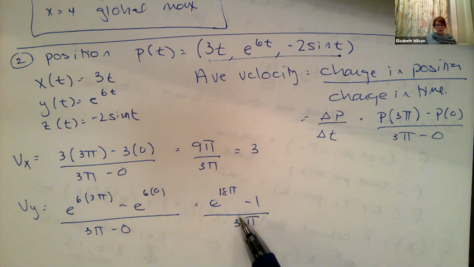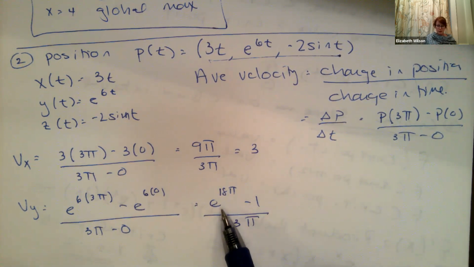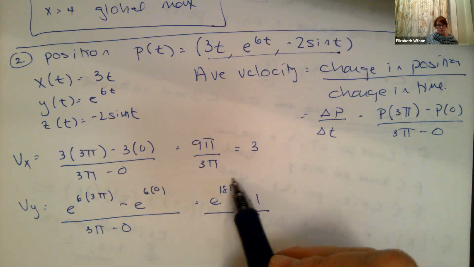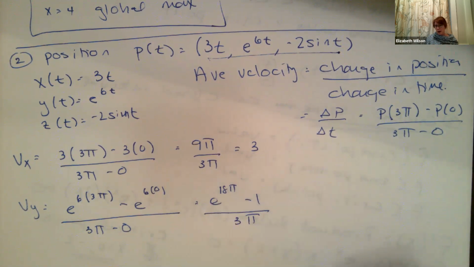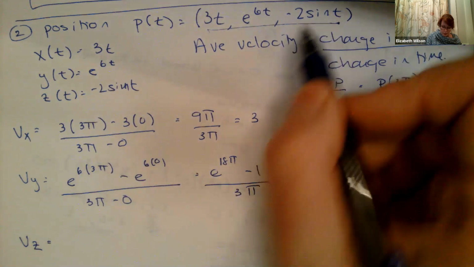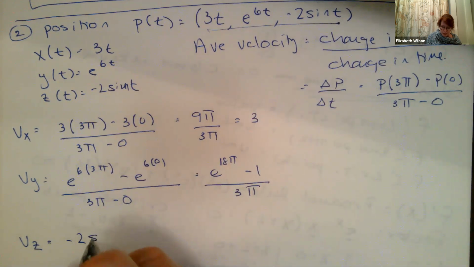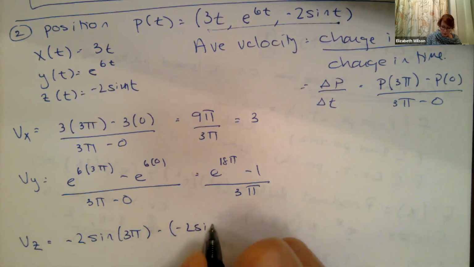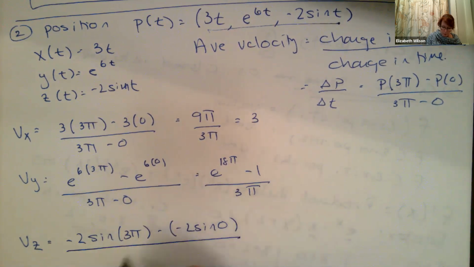Some of you guys multiplied all this through, like you gave me something times 10 to the whatever. Leave it in terms of e, leave it in terms of pi. I didn't take off points if you multiplied it all the way out, but we typically tend to look for answers in terms of e or in terms of pi. So don't worry, unless we tell you specifically to give us a decimal number, leave it in terms of e or pi. Our z component, right? So I'm going to look at minus 2 sine of 3 pi minus minus 2 sine of 0 all over 3 pi minus 0.